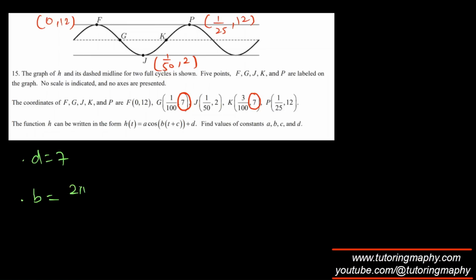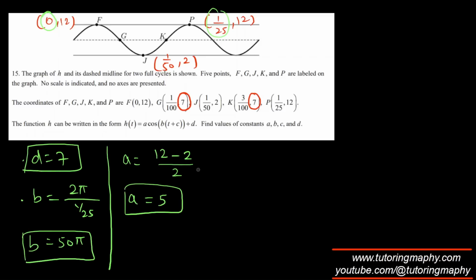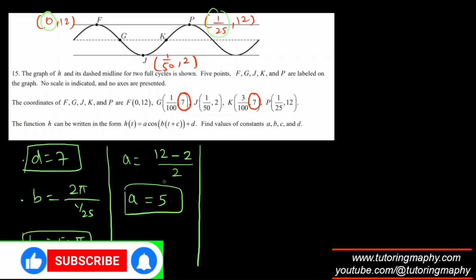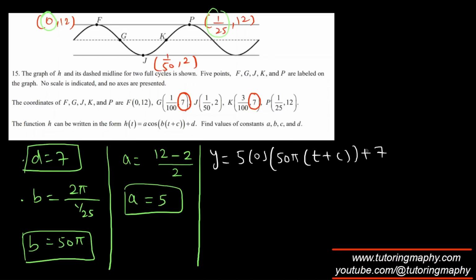B is 2 pi over period, which is from 0 to 1 over 25, which is 1 over 25. 25 jumps up, so it becomes 50 pi. I'm going to consider A as positive, so that's going to be maximum value, which is 12, minus minimum value, which is 2, over 2. So 10 over 2 is 5, so A is 5. And the equation that I have so far will decide the value of C. So I have y is equal to 5 cosine 50 pi t plus c plus 7.